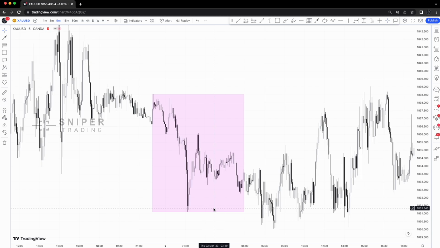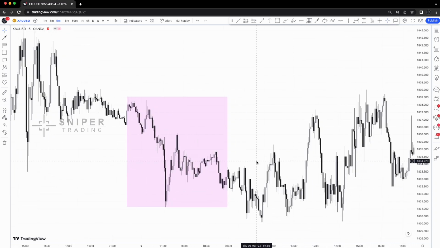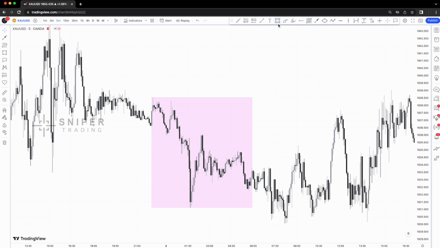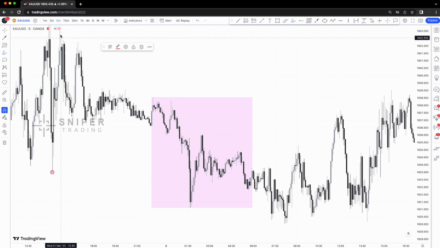So let's get started. First of all, we are going to be doing the bearish structures. I'm going to be using the highlighter, marking up red circles, which is going to be standing for the bearish structures. As you can see, I'm putting these red circles on the candlesticks.